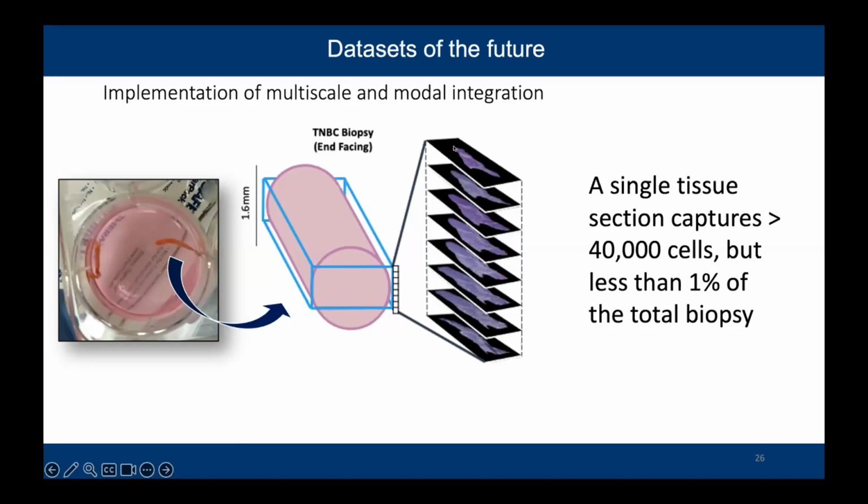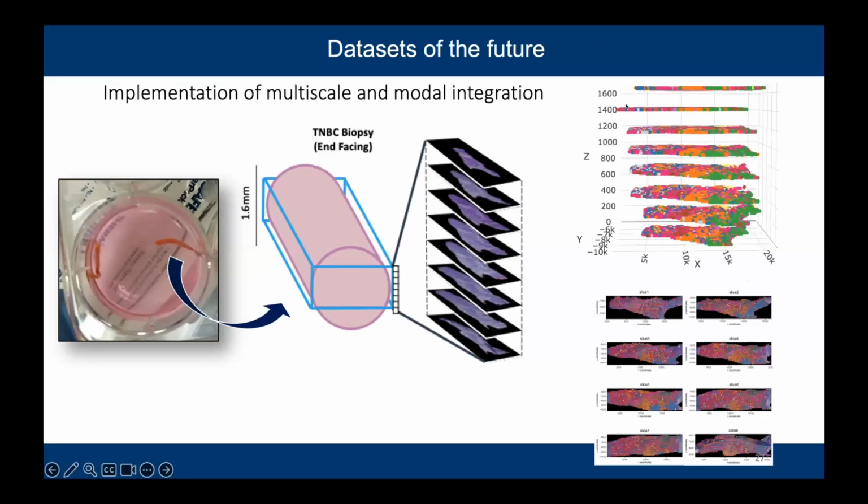What we did for this specific project is we took 8 of these sections, throughout the whole stack, with 80 or 90 microns in between each section. One individual slice that you see here captures about 40,000 cells, or can easily capture about 40,000 cells. And that's actually less than 1% of the total biopsy. So this is one of the reasons why we made this 3D representation. We can turn this into a 3D spatial data set.